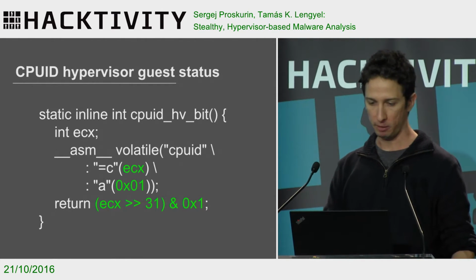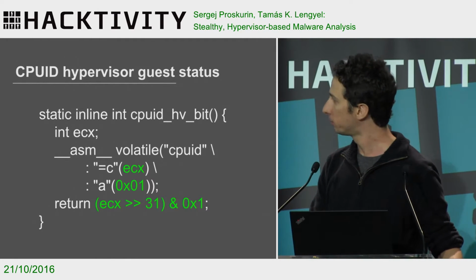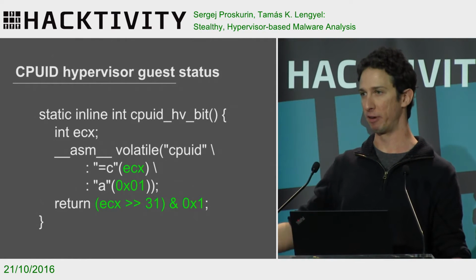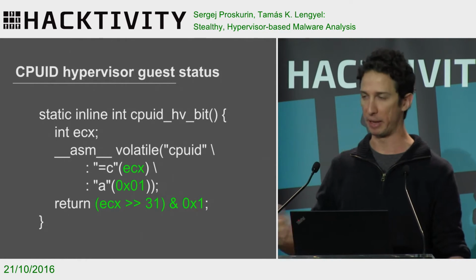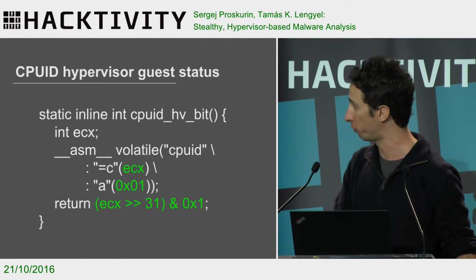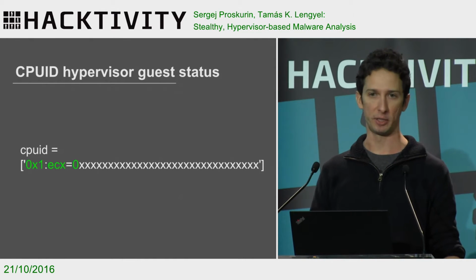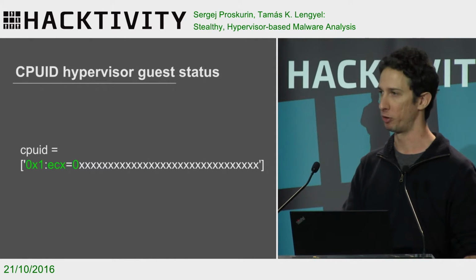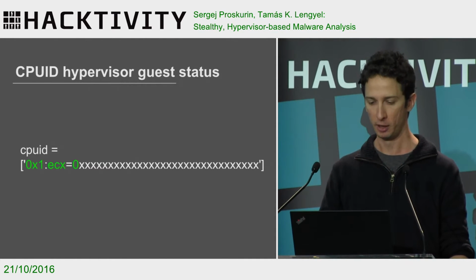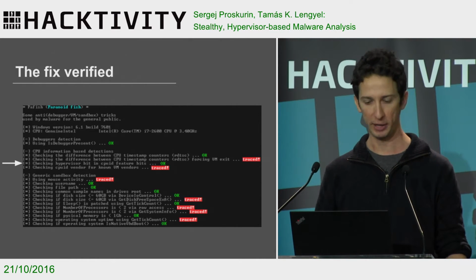The CPUID hypervisor guest status is actually a bit in the ECX register that, if you execute CPUID, the hypervisor can advertise its presence. It's just a bit that is flipped, and that's what Paranoid Fish is checking for. It just checks if that bit is set. Of course, this is something the hypervisor can pretty easily overwrite, so if you just add this line to your Xen domain configuration, all of a sudden you fix one of those detection problems. That was pretty easy.